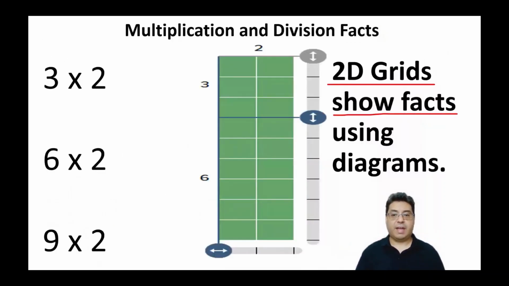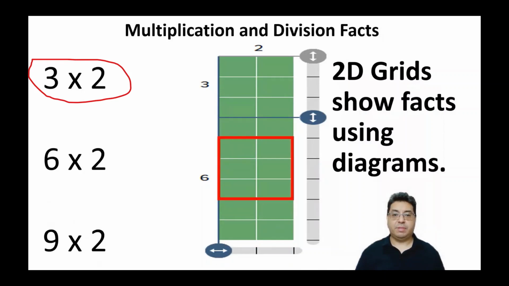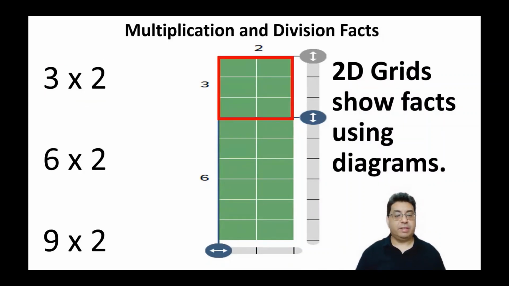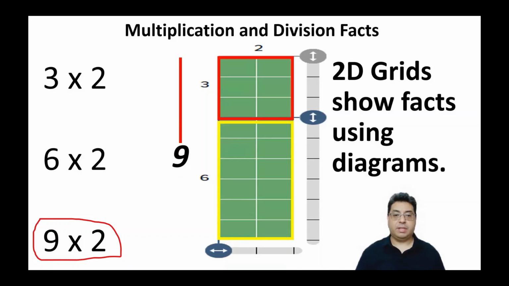2D grids show facts using diagrams. So here I've got this other 2D grid with some multiplication problems, and I'm just showing you how it works. So we know that 3 times 2 is represented with this, and then we also know that 6 times 2 is represented like this. And of course we know that 9 times 2 will basically be taking up this entire grid here. Okay, so I'm just showing you one example here.